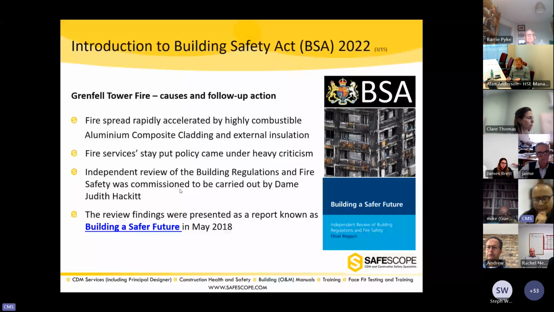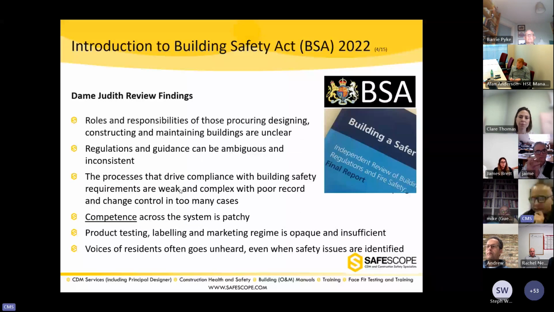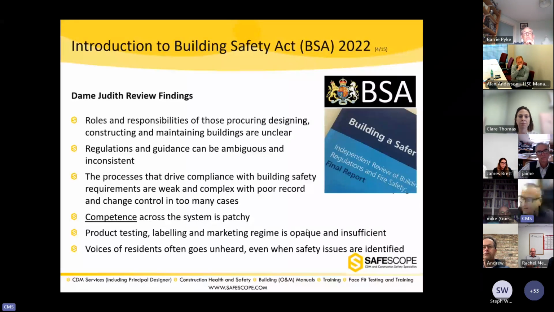Now, what she said in her findings was quite interesting, and a reflection on our industry: roles and responsibilities of those procuring, designing, constructing, and maintaining buildings are unclear. Regulations and guidance can be ambiguous and inconsistent. That's where our focus is, really, what happened with the Building Safety Act. The processes that drive compliance with the building safety requirements are weak and complex, with poor record and change control in many cases. She also hinted that competence across the system is very patchy.